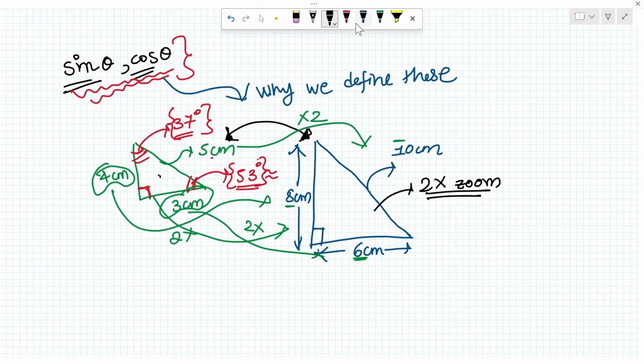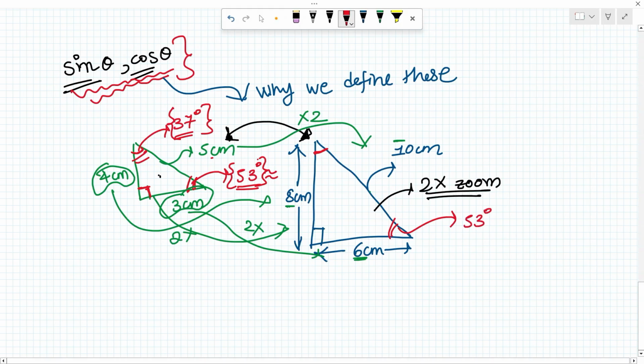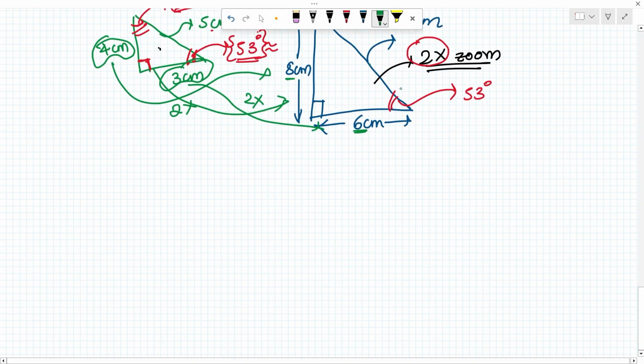What is interesting here is that if I measure this angle, it turns out that somehow, magically, it is again 53 degrees. And this angle is somehow again 37 degrees if I measure it out. In fact, there is nothing special about the 2x zoom.